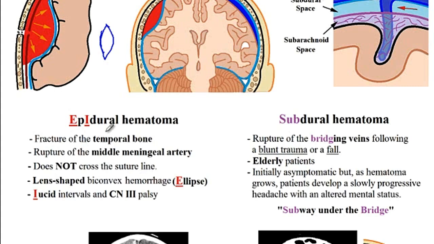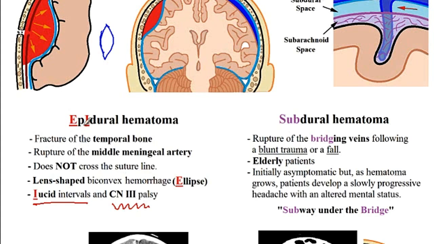The appearance of this form of hematoma is lens-shaped, and these patients will initially go unconscious, then regain consciousness. This interval is referred to as the lucid interval. Then they would again become unconscious as the hematoma keeps on increasing in size. So patients with epidural hematoma present with a lucid interval, and rarely they may present with cranial nerve 3 palsy due to the impingement of cranial nerve 3.